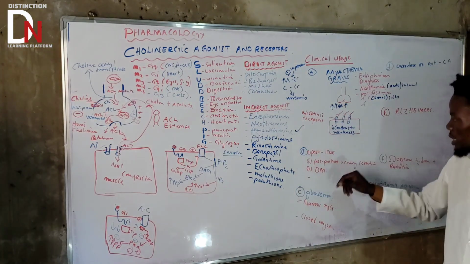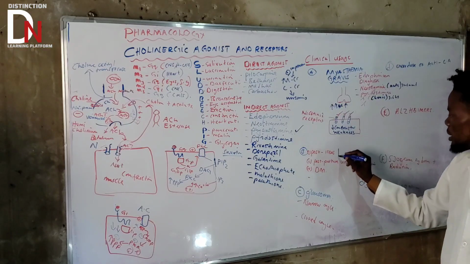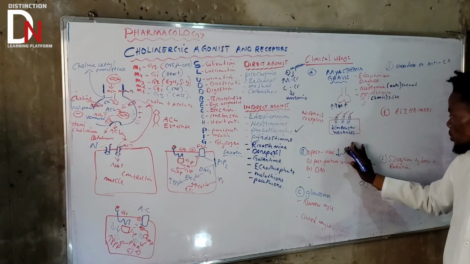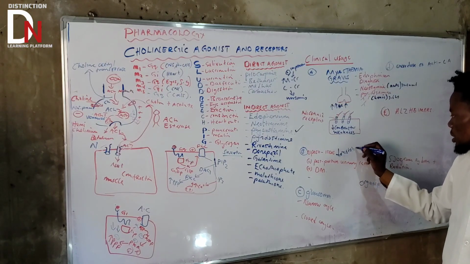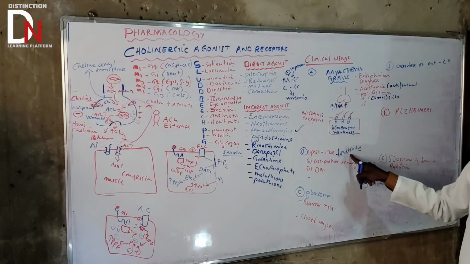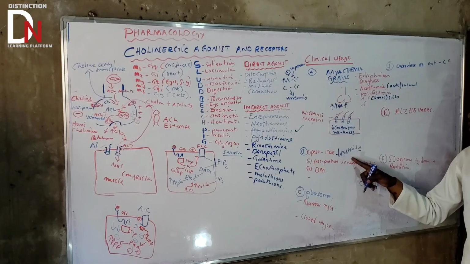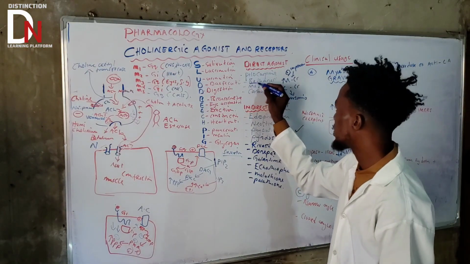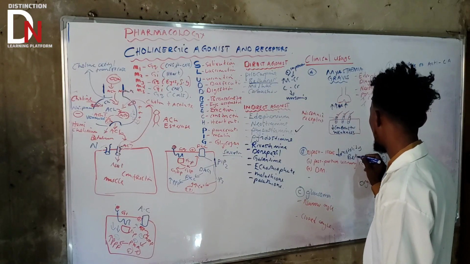So whatever the case here, the major thing that we're talking about is decreased GI motility. So let's just say motility. What drug is going to increase GI motility? We call it bethanechol. So here we can use a direct agonist. Here we can give bethanechol to increase that.